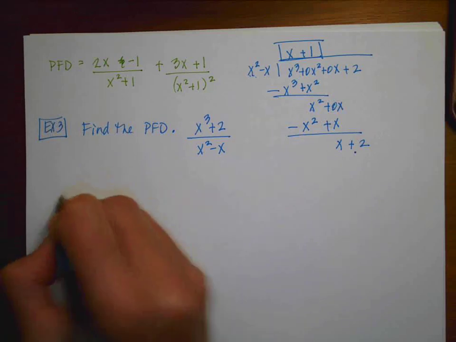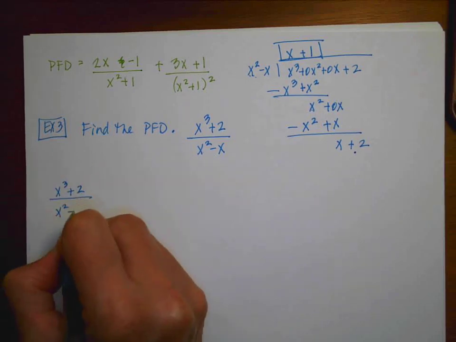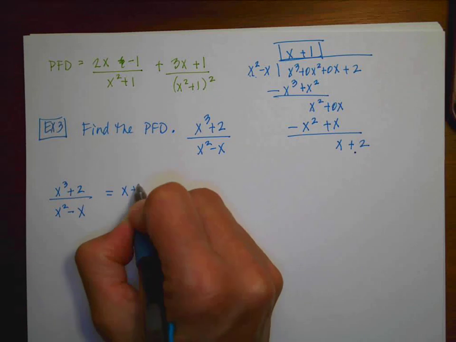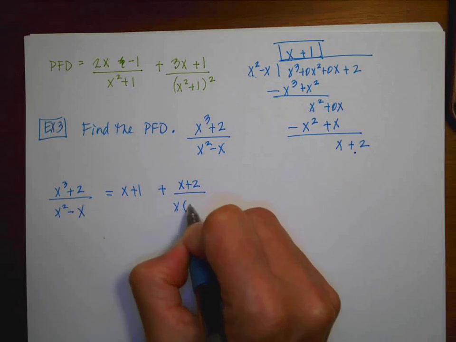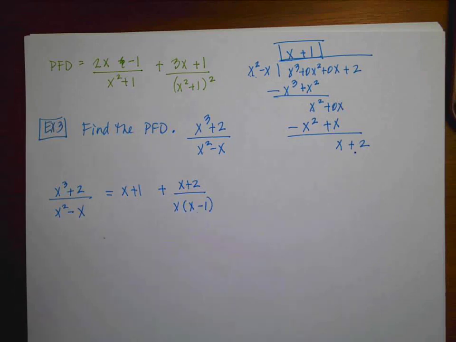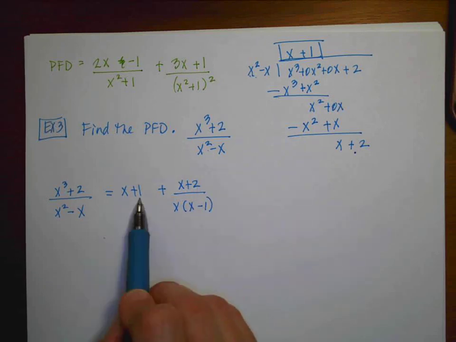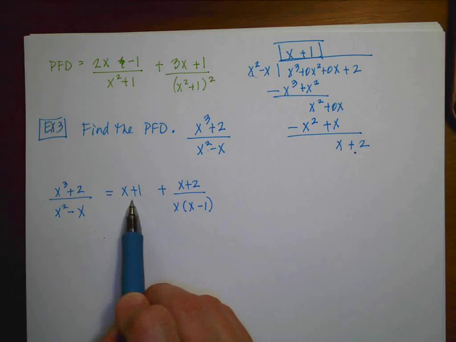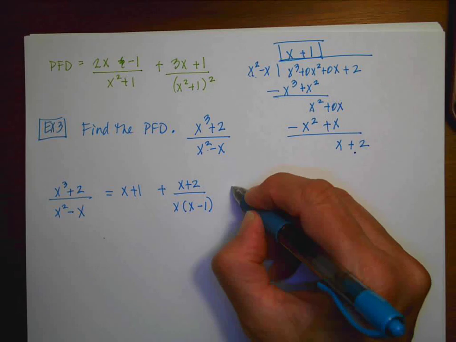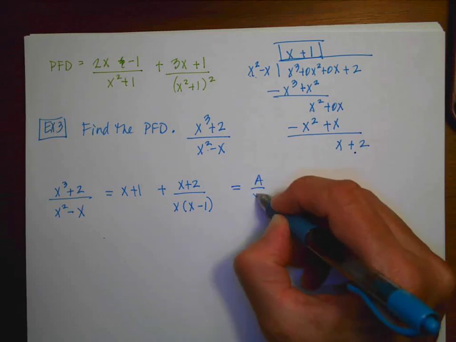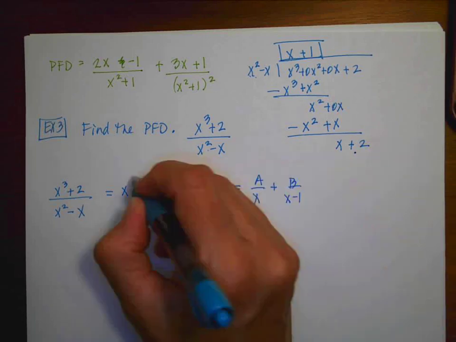So I'm going to write this out as this particular x cubed plus 2 over x squared minus x is going to equal x plus 1 plus the remainder, which is x plus 2 over x times x minus 1. And if you'll notice, this is the original divisor. So when I do my partial fraction decomposition, I kind of ignore this part of the term, and I only do the decomposition on this piece. So then if I start that, it's going to be a over x plus b over x minus 1.